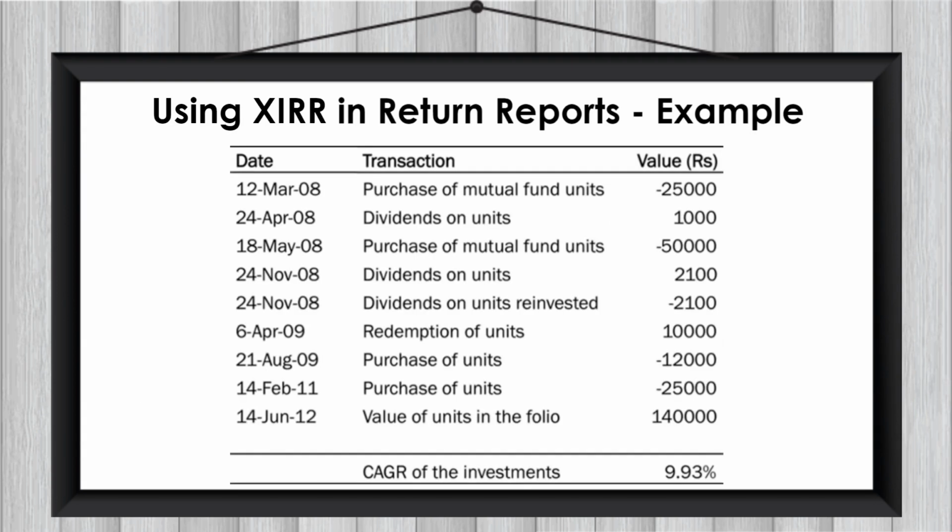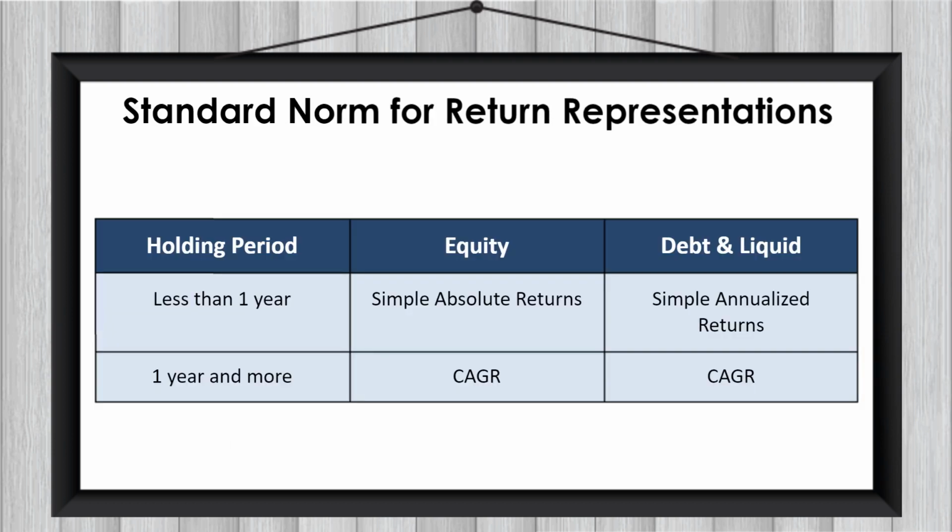An investor invested in a mutual fund and his transactions are shown in the table. He likes to know his return on the 14th of June 2012, when the value of his investment was 140,000. Enter the relevant dates in date format and enter the transaction amount for each day against them. For cash outflows, enter negative values. Compounded annual growth rate is the standard for representing returns for holding period more than a year.